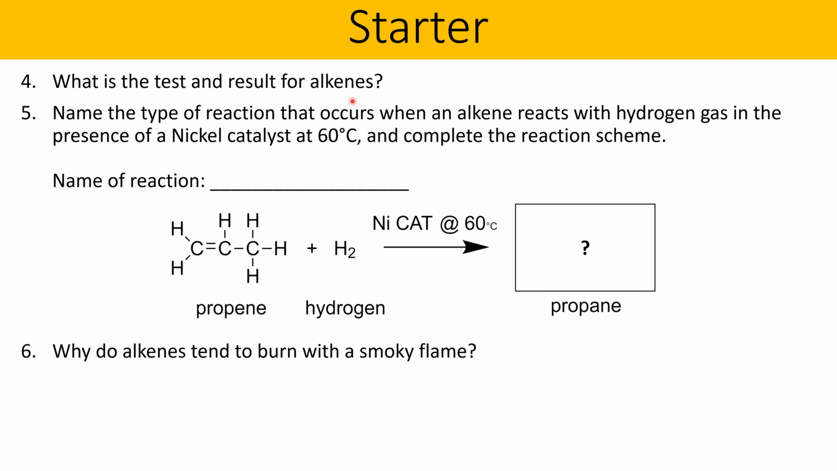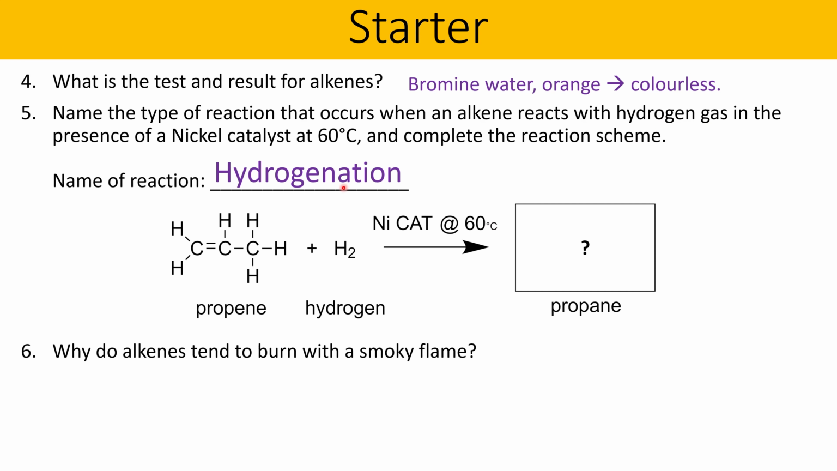The test and result for alkenes is called bromine water, and it changes from orange to colourless if an alkene has been detected. Next we're asked about the type of reaction that occurs when an alkene reacts with hydrogen gas in the presence of a nickel catalyst at 60 degrees Celsius, and we need to complete the reaction scheme to draw this product here. The type of reaction an alkene undergoes when it reacts with hydrogen gas is called hydrogenation.